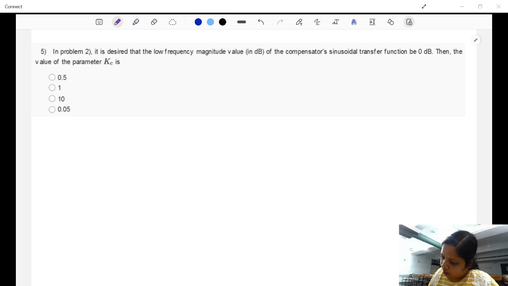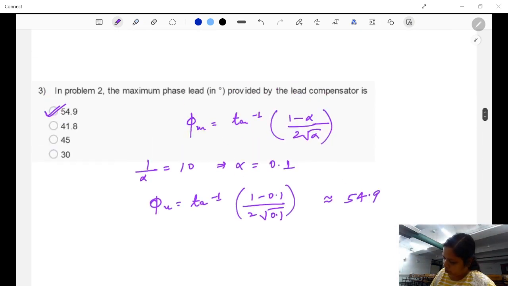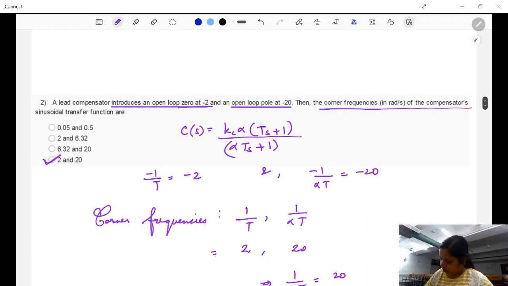All right. Now, in the same problem, it is desired that the low frequency magnitude value of the compensator sinusoidal transfer function is 0 dB. So we want the low frequency magnitude value to be 0 dB. Then what is the value of the parameter Kc? All right. So what was our compensator transfer function? I'll copy it for you. Okay.